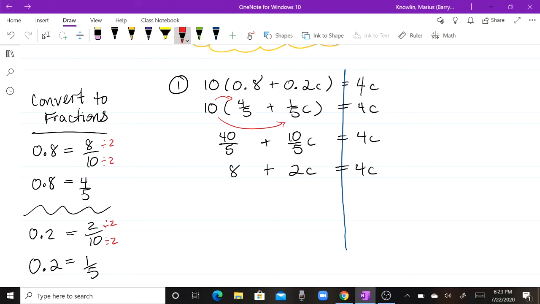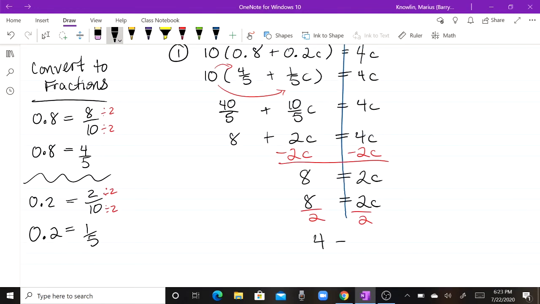And now we can go ahead and finish going through our rules for solving equations. What you do to one side, you do to the other. And we always want to get our variables together. So that's why I went ahead and subtracted 2c from both sides. That's going to result in 8 equals 2c. And the last step is to rewrite and show that we're going to divide both sides by 2. That will leave us with 4 is equal to c.